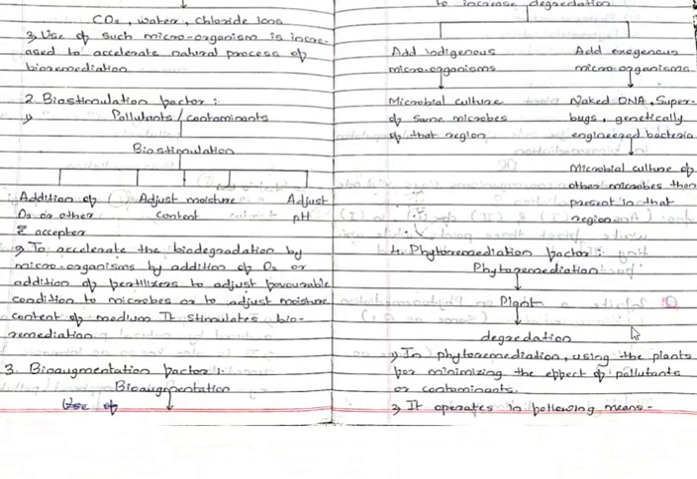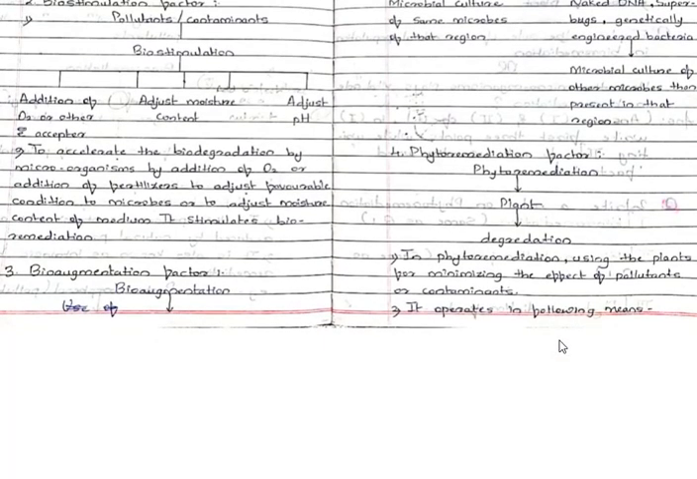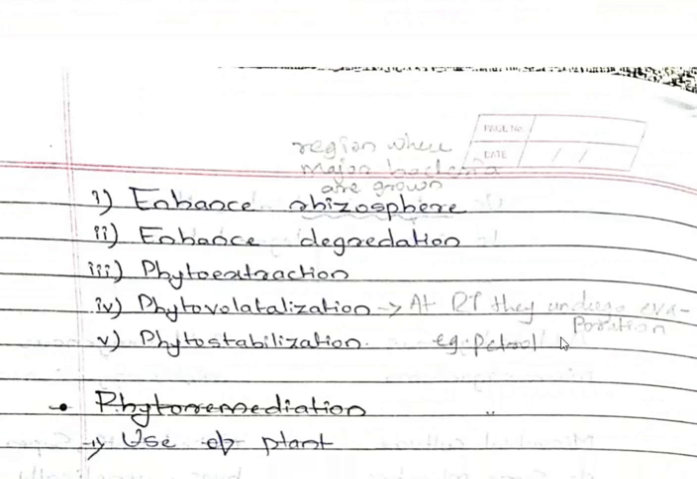Then in the phytoremediation factors, by using plants you can remove different pollutants by enhancing rhizosphere, then enhancing degradation, phytoextraction, phytovolatilization and phytostabilization. So now I stop here.